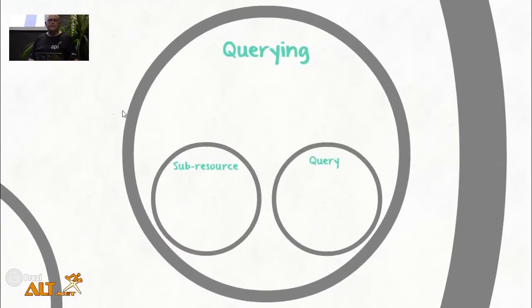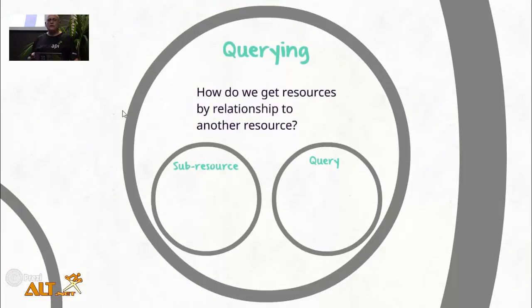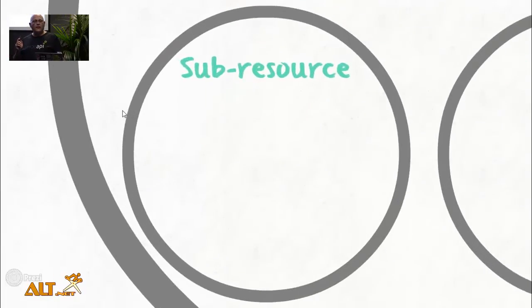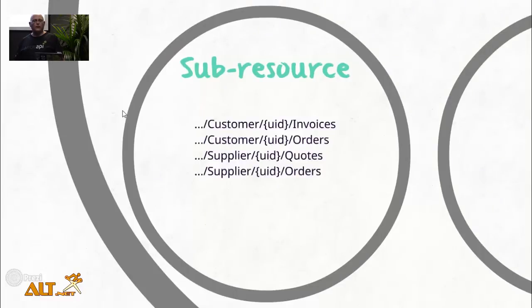Querying. So, how do we get resources by relationship to another resource? As I said, we've got the query language, we've got our OData query, but we need to deal with sub-resources. So, do we do things like this? Do we do customer UID invoices to get all the invoices of a customer? Do we get them for all the orders of a customer, or the quotes for a supplier, or the orders for a supplier? It soon starts to get really, really messy when you start to think of this.